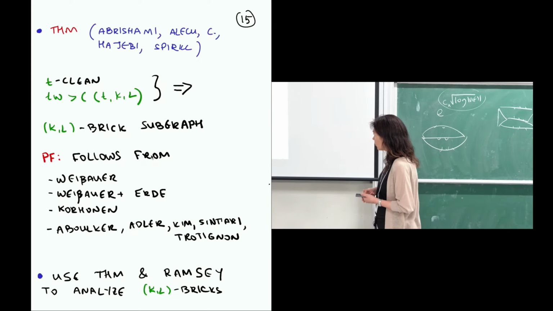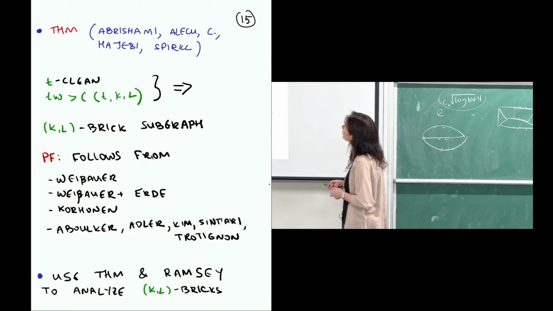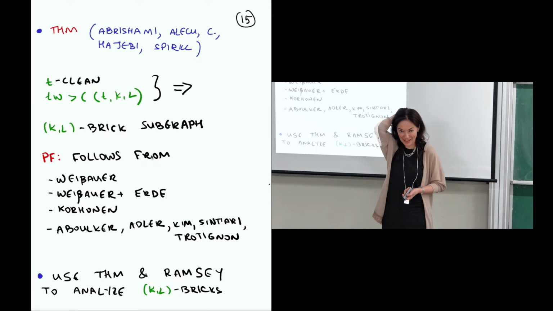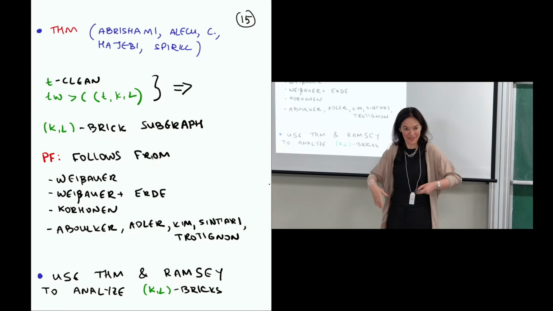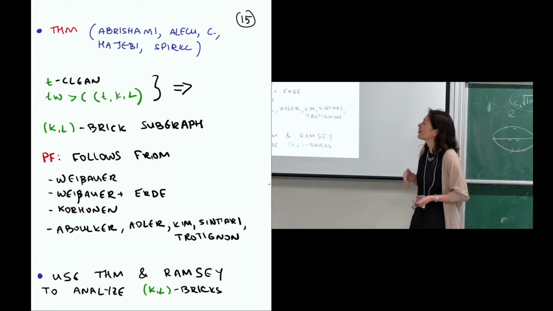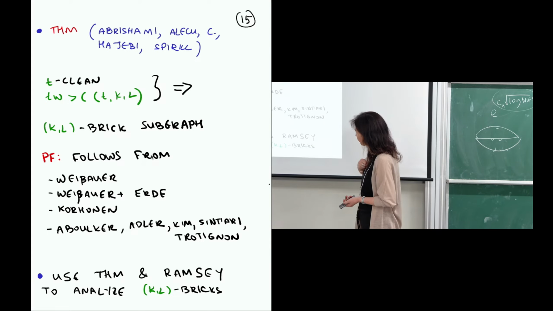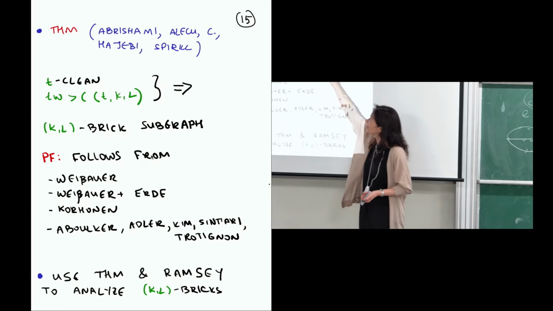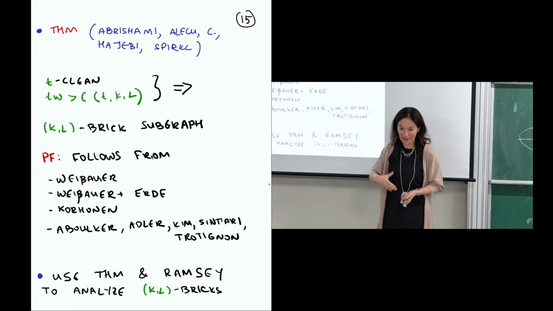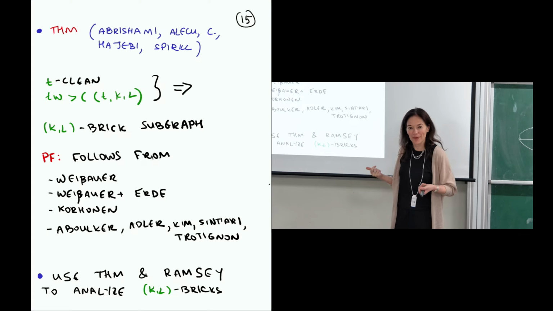So, okay, you contain that. Now here, contain it as a subgraph, not as an induced subgraph. If you contain a KL brick as an induced subgraph, then you contain a subdivision of anything you want as an induced subgraph. So what we need to do now is go from this KL brick subgraph to something in terms of induced subgraphs. And the way you do that is by using Ramsey theory.